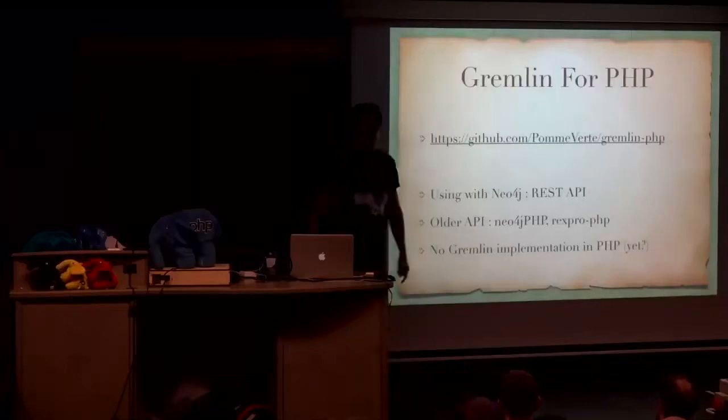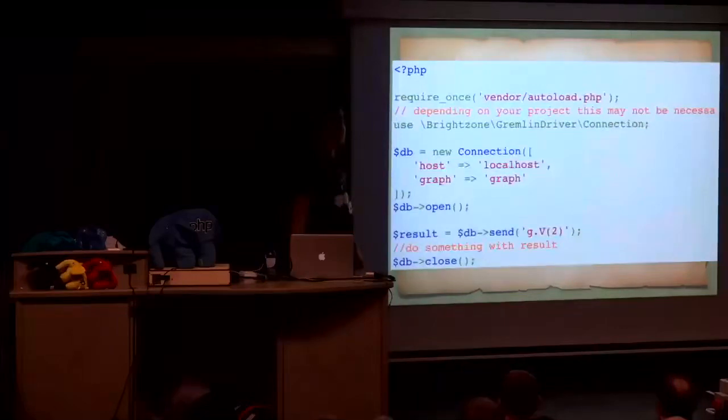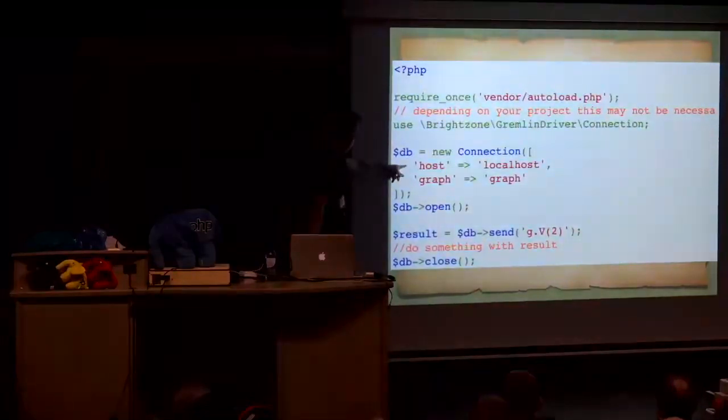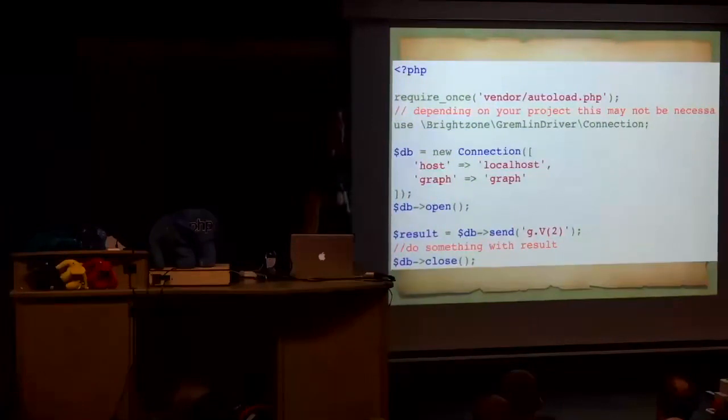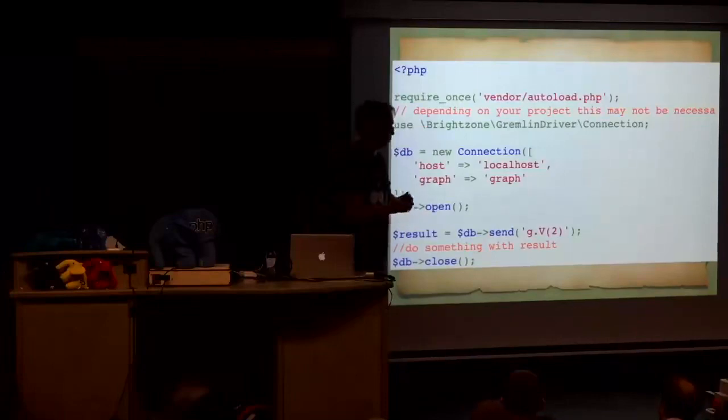Otherwise, from Neo4j, there's a plugin which uses a REST API. How does that look? Require once, use, connection with the host and the graph being used, open, send, get the results, close. Has someone not understood? Okay, so that's very simple. From the PHP point of view, it's very simple.